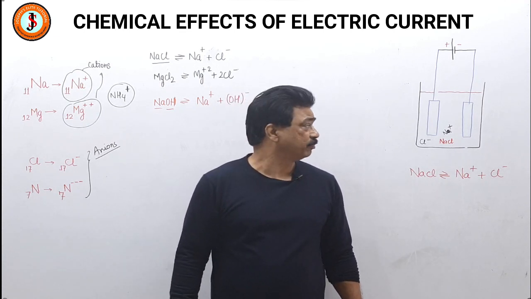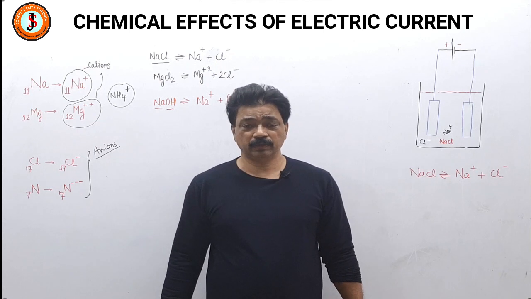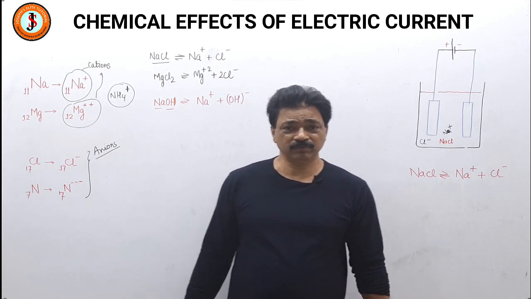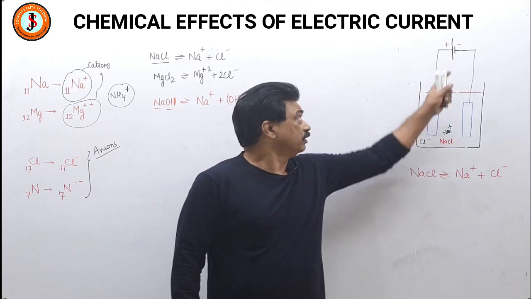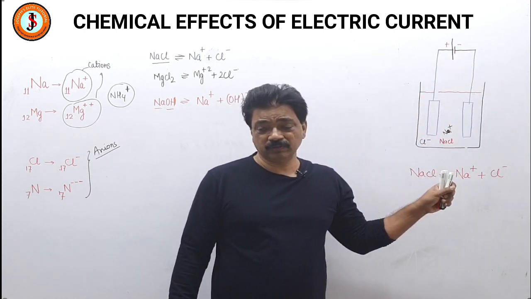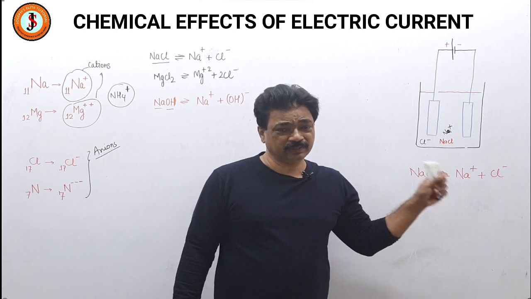So now what will happen? Na+ ion and Cl- ion will be moving here and there. Let us see. When this is the negative electrode, alright, this is the negative electrode.